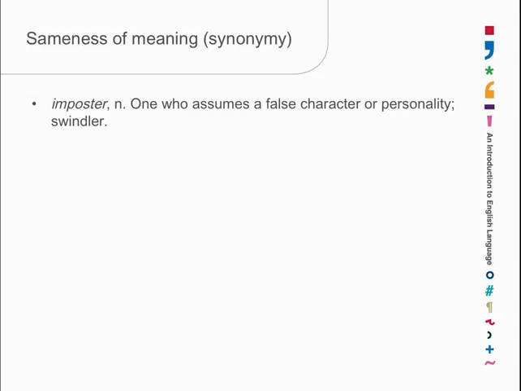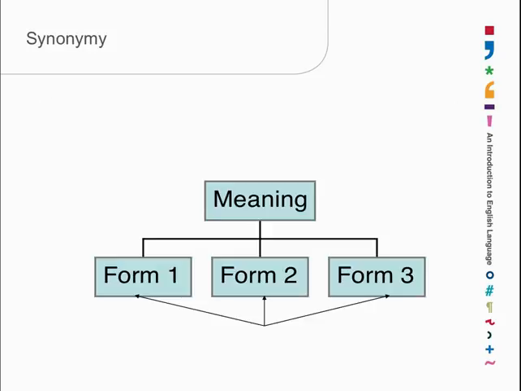It's a phrase or another word with the same meaning as imposter. What the dictionary writer tries to do is, instead of telling you the meaning, which is quite difficult, give you something that is more or less the same meaning. Well, when we get sameness of meaning, that's technically termed synonymy, and diagrammatically it looks a bit like this. There's the meaning, one single meaning, and down here there are a number of different forms: Form 1, Form 2 and Form 3.